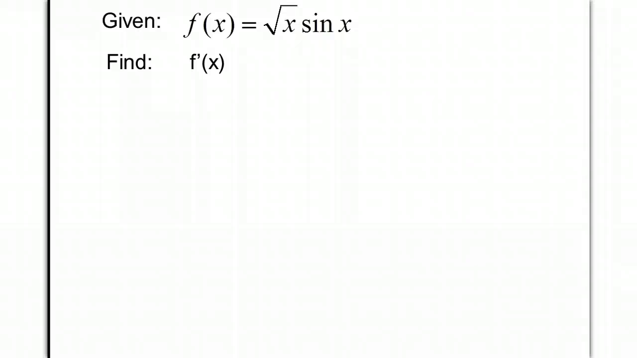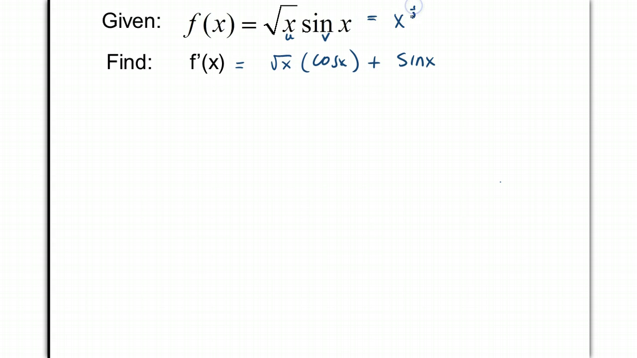Alright, and here is a trig function. So if I call this u and this v, I'm going to have u dv, the derivative of sine is cosine of x, plus v, and I need du. Now remember, we can write this as x to the 1/2 sine of x, so that when I take the derivative of square root of x, I think of it as 1/2 x to the negative 1/2.